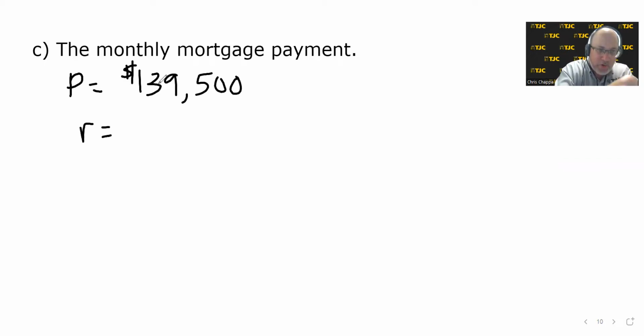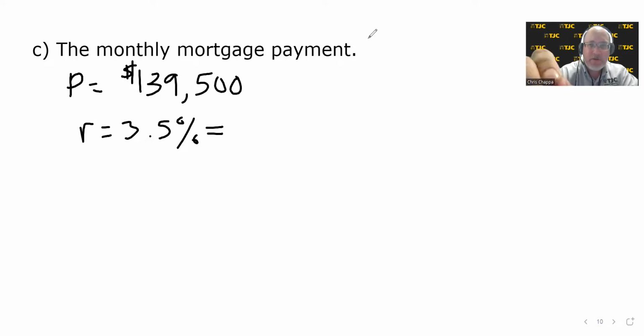Our interest rate is 3.5%, but as was mentioned before, we're going to convert that to a decimal by moving the decimal two places to the left. Let me fix that equal sign. We need to turn the percent to a decimal, which means we need to move the decimal place two places to the left. However, there's only one digit, so we have to use a 0. As a decimal, we have 0.035.